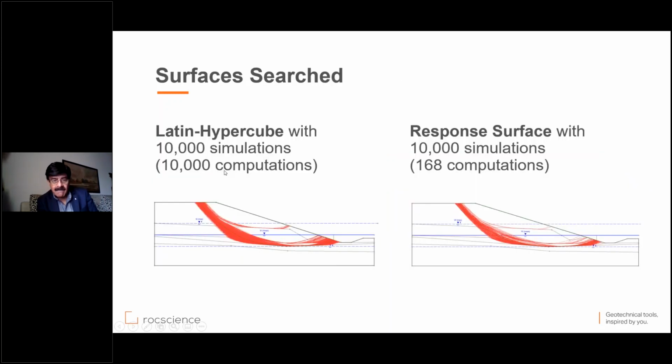And some more results with Latin hypercube with 10,000 simulations. There were 10,000 computations, but with the response surface probabilistic analysis with 10,000 simulations, there were 168 computations based on strategically placed samples, and the results match. So we would always suggest to carry out both, at least for some models, and gain confidence in response surface, and then you can continue to use response surface probabilistic analysis. It saves you a lot of time, especially for complex models.